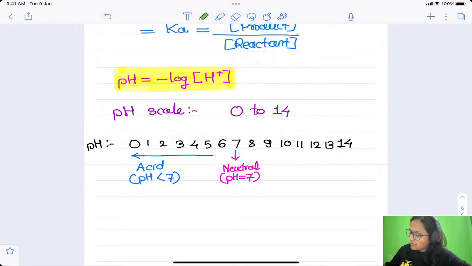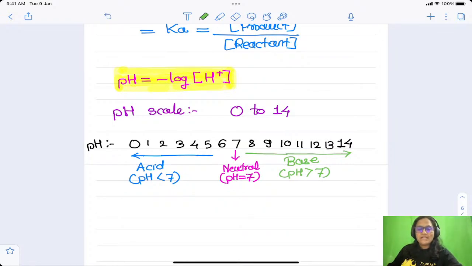And this one, starting from 7 onwards up to 14, not 7 exactly, 7 is neutral. So this is about the base. So bases have pH greater than 7. Okay, bases have pH greater than 7. So this is called a pH scale.